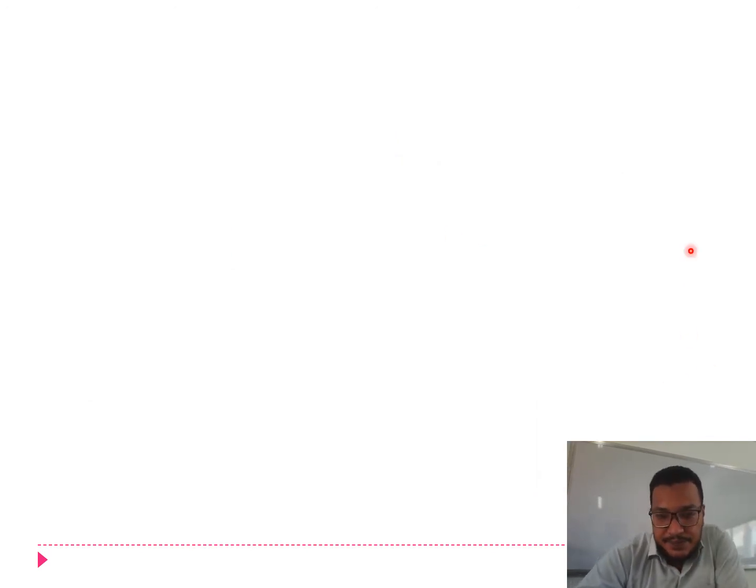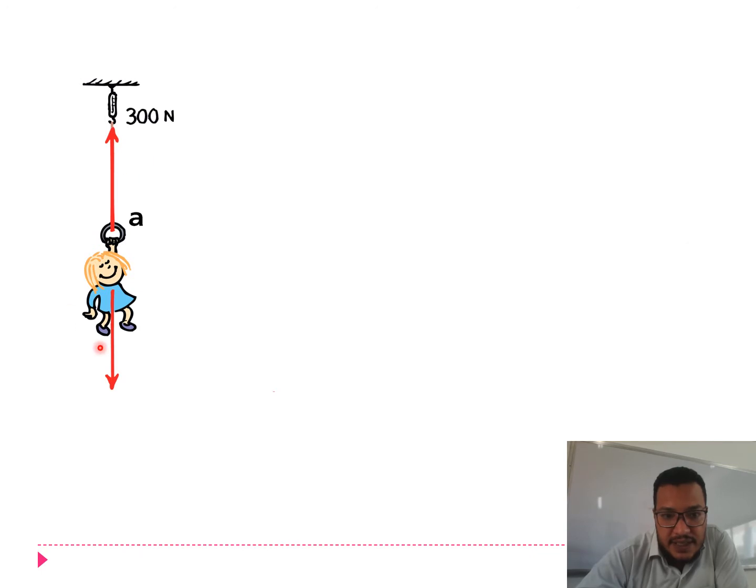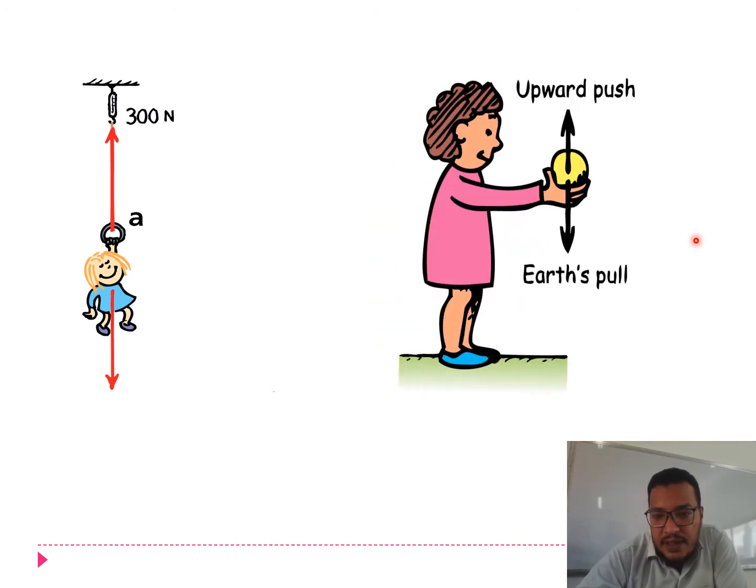And here you have a girl catching a spring. The forces acting on her are the weight and the tension force from the spring. And here, if you push upward, the earth will go down.